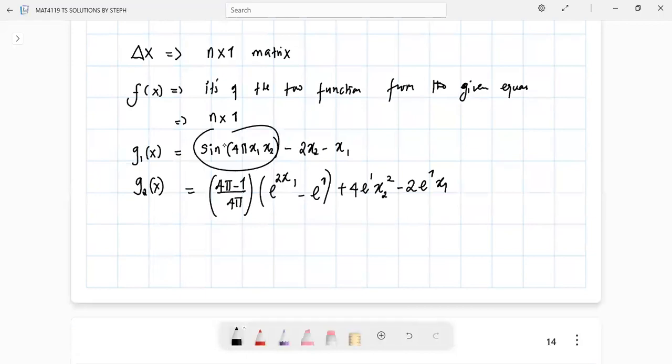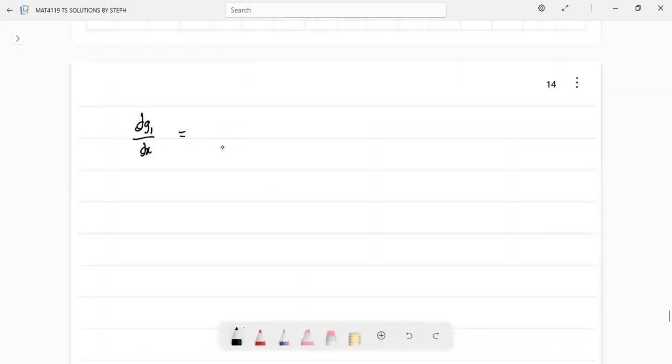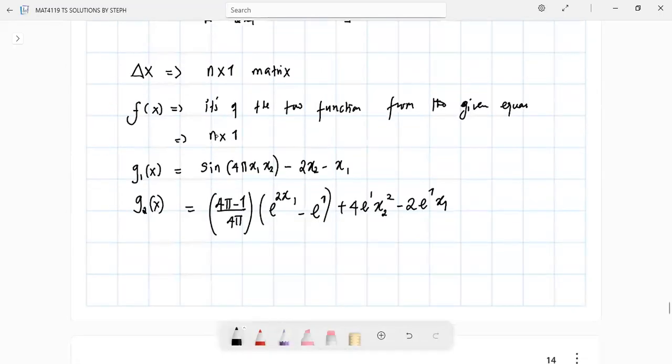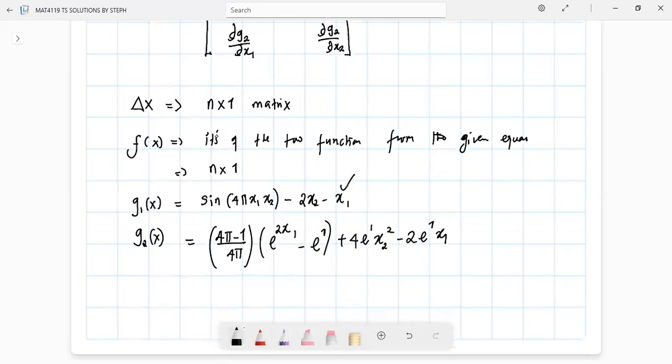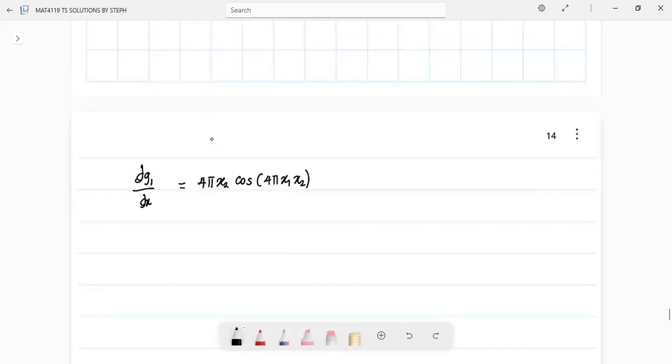The derivative of this one here will be what? Cosine, of course, but according to the chain rule it will be 4 pi x2. So we have 4 pi x2 cosine 4 pi x1 x2. Then we are differentiating 2x2, which is a constant, so I'm just going to have -1 there. This is the partial derivative with respect to x1.